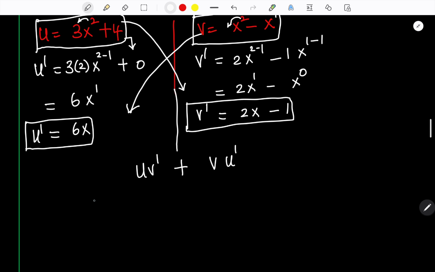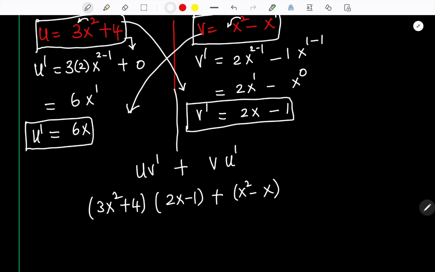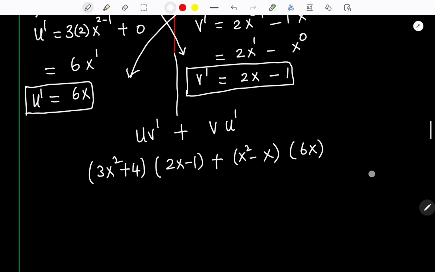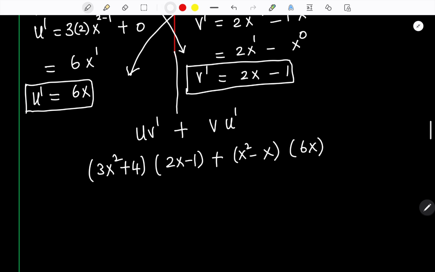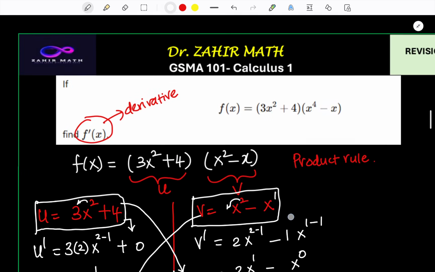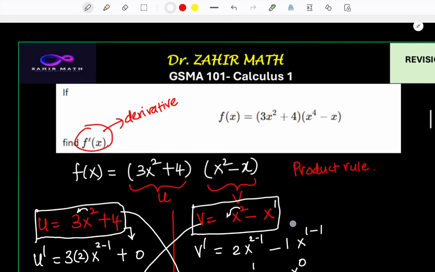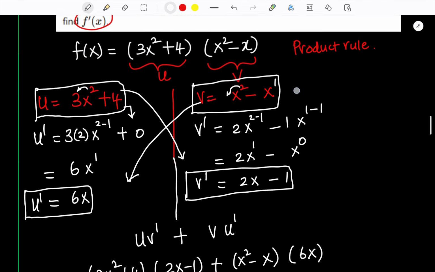What is u? 3x square plus 4. What is your v dash? 2x minus 1. And what is your v? x square minus x. What is your u dash? 6x. So now we are going to multiply this slowly. How many derivatives are they asking? They are asking only one derivative, f dash of x.